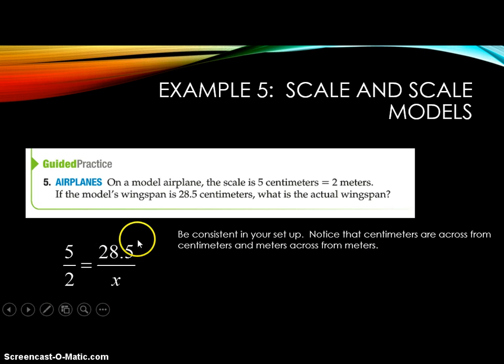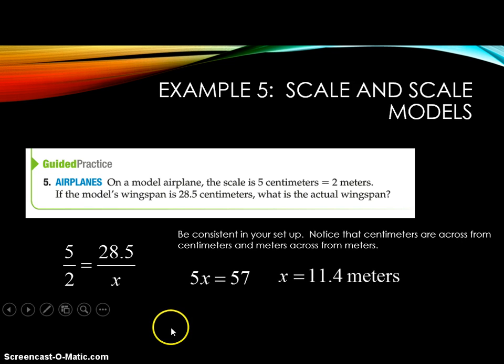All right, we're going to cross multiply. 5 times x is 5x. 2 times 28.5 is 57. Divide both sides by 5, and I get 11.4 meters. Okay. Now, a lot of these problems will be like model airplanes or model cars, or maps is another thing, and that's what I want you to work on next.